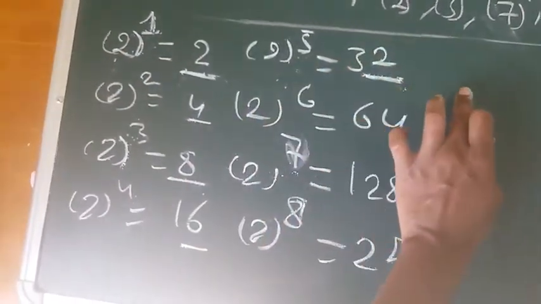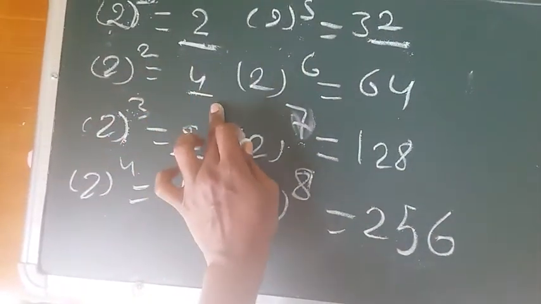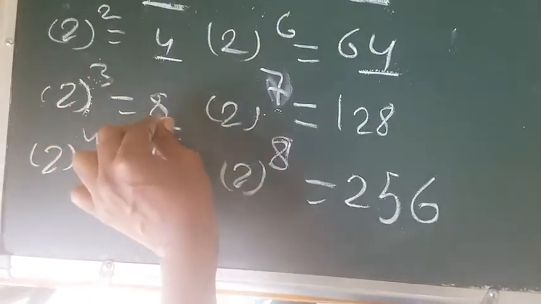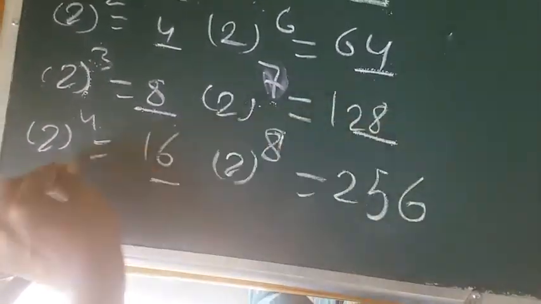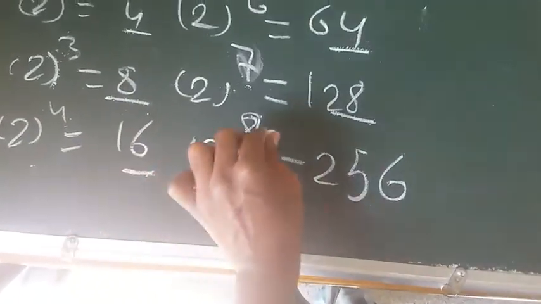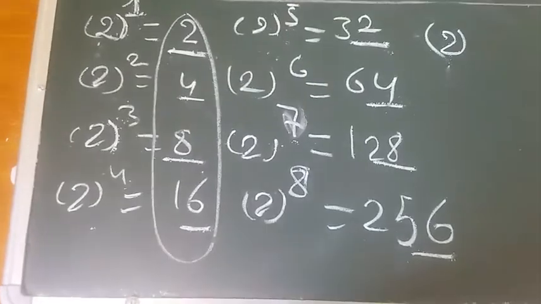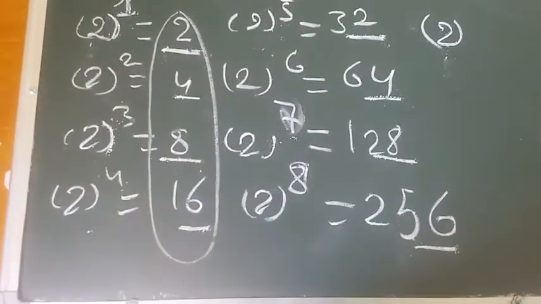2 power 5 units place is 2. 2 square units place is 4. 2 power 6 units place is 4. 2 power 3 units place is 8. 2 power 7 units place is 8. 2 power 4 units place is 6. 2 power 8 units place is 6. Observe here the units place is repeating after 4 cycles.